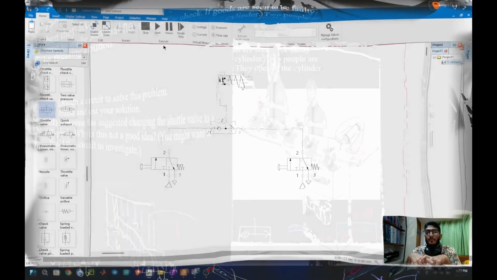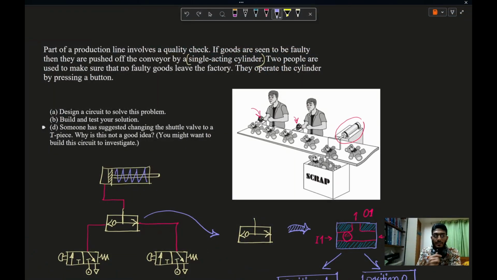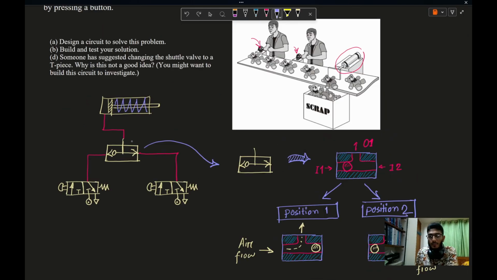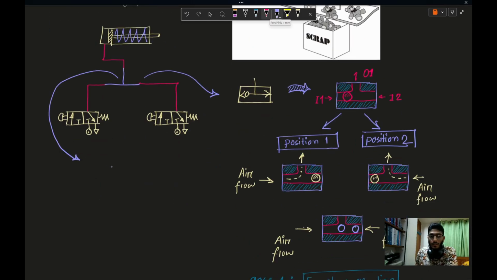Another question arises. Pay attention to question number D. Someone has suggested changing the shuttle valve to a T-piece. Why is this not a good idea? You might want to build this circuit to investigate. What is a T-piece? Let me show you. So this is a shuttle valve. If I just join this without a shuttle valve, it becomes a T-piece. Here is the cross section of a T-piece.